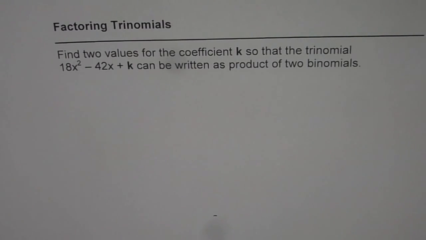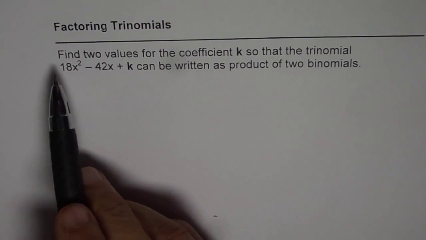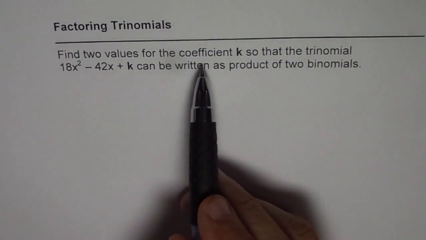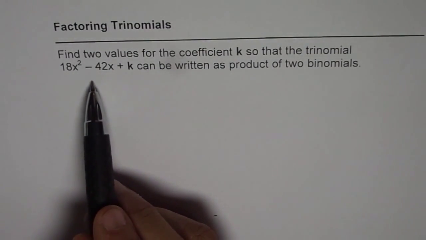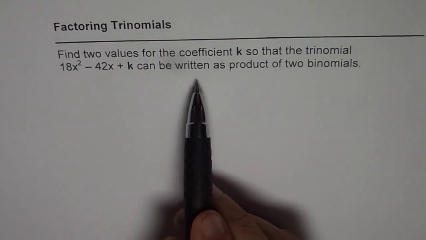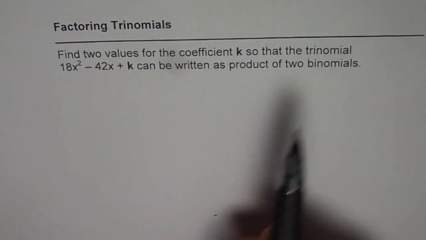Factoring trinomials. I'm Anil Kumar, and in this video we'll learn about a few strategies to answer a typical question on making a trinomial factorable. The question here is, find two values for the coefficient k so that the trinomial 18x squared minus 42x plus k can be written as a product of two binomials.